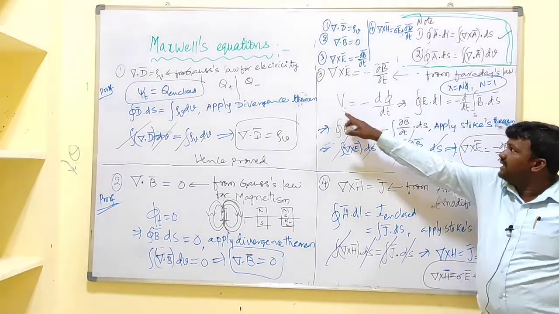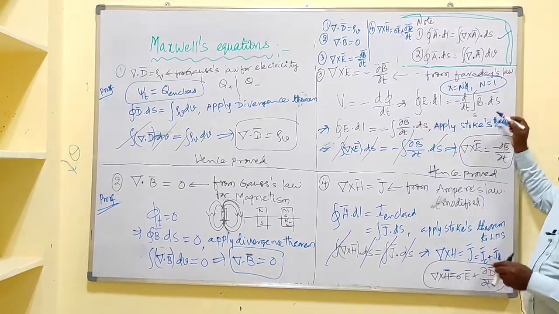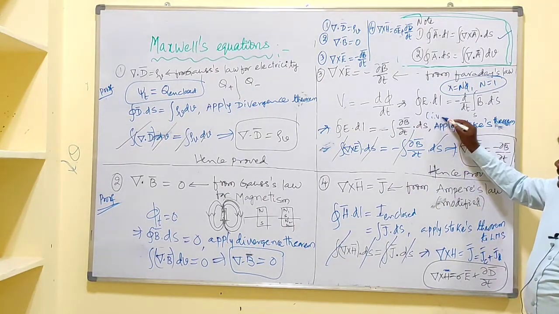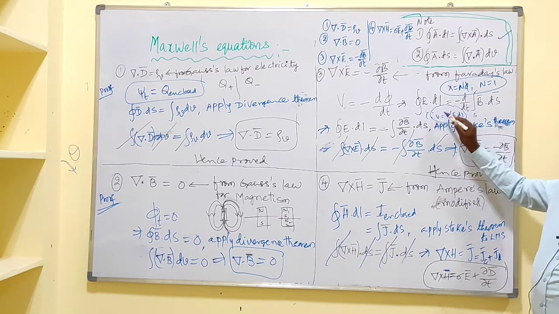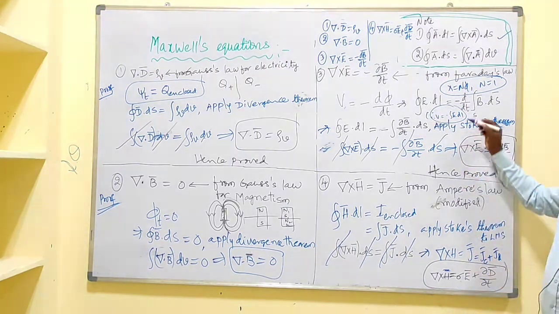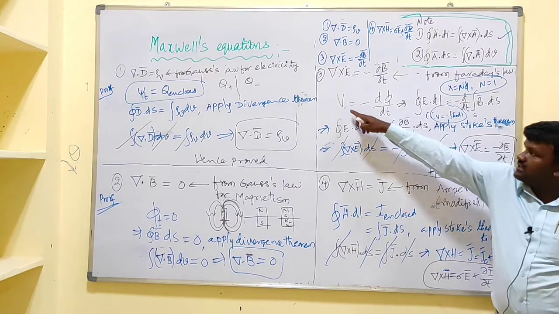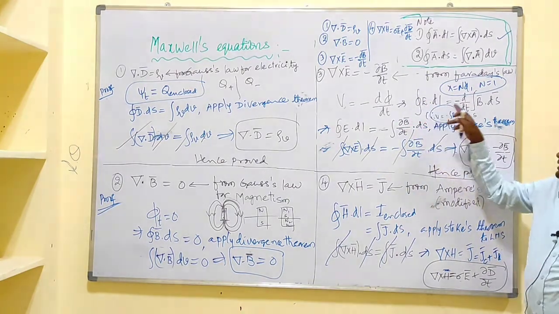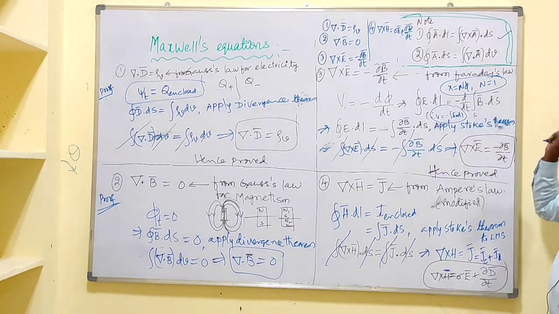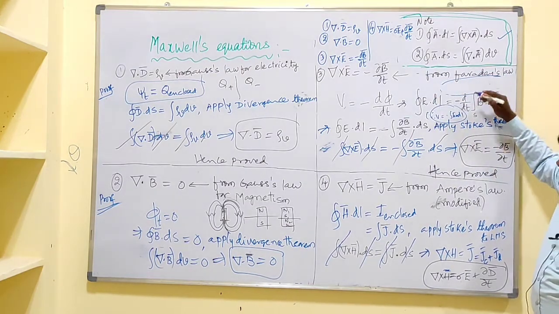So write this V in terms of E. We know the relation, that is V equal to what? Integral E dot dl. But this one is the what? Voltage in a closed circuit, means I need to consider what? Closed path. Minus d by dt integral B bar dot ds.